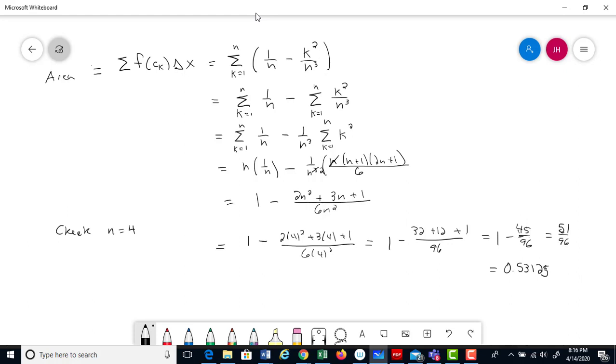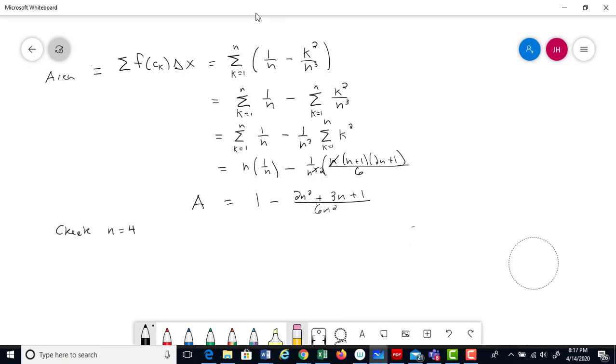Now, what's kind of clever here is this is the area under the curve using any rectangle that I want. So if I plugged in 8, I'd get a better answer. If I plugged in 16, I'd get a better answer, or 17, or 18, or 19. So in order to find that actual area, I'm not going to use 4. I'm going to use infinity.